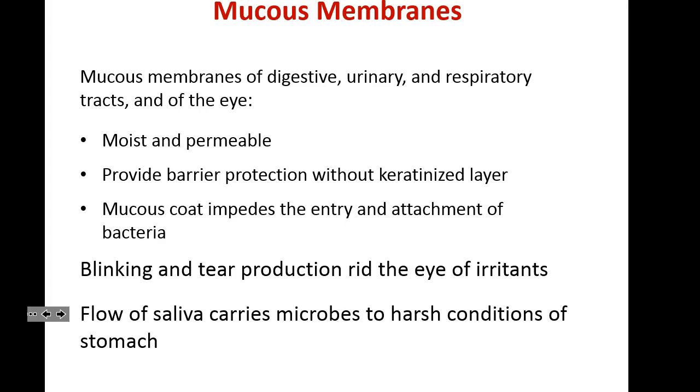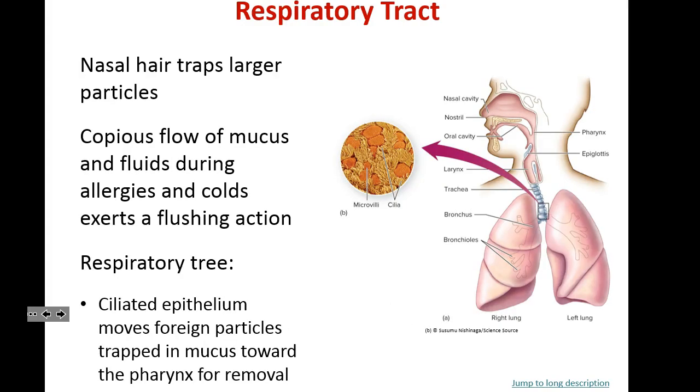Mucous membranes of the digestive, urinary, and respiratory tracts and of the eye are moist and permeable. Permeable just means what? Something can penetrate it. They provide barrier protection without a keratinized layer. A mucus coat impedes the entry and attachment of bacteria. Blinking and tear production rid the eye of irritants. The flow of saliva carries microbes to the harsh conditions of the stomach.